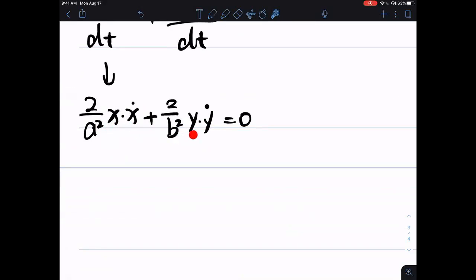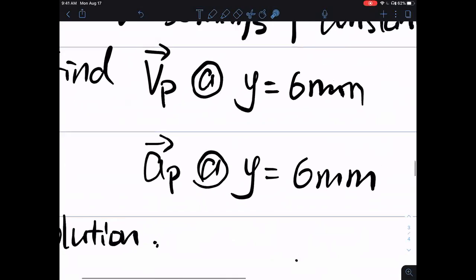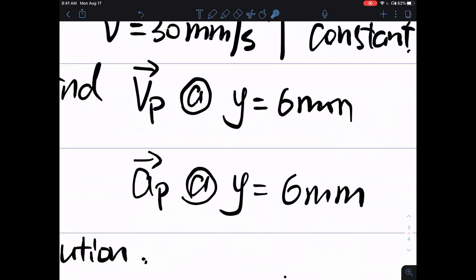x and y's are the positions. Do we know anything about x and y's in this problem? If you go back to the find, we want to find out what is xp and ap at y equals 6 millimeter. That tells us the value of y. If we know the location of y, do we know the value of x? No or yes?